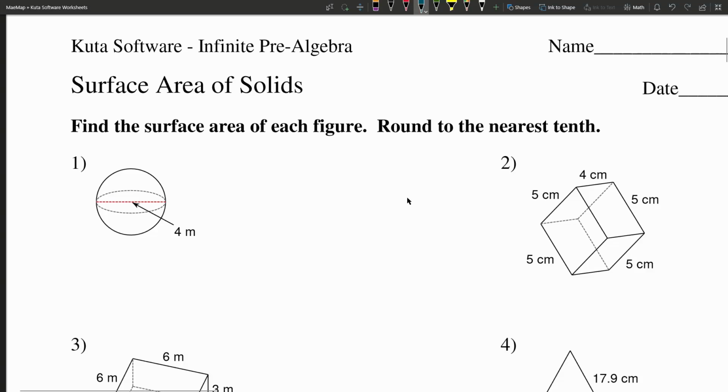In this video, we're going to complete the Kuta Software Infinite Pre-Algebra free worksheet Surface Area of Solids. Our directions for this worksheet are to find the surface area of each figure and round to the nearest tenth.